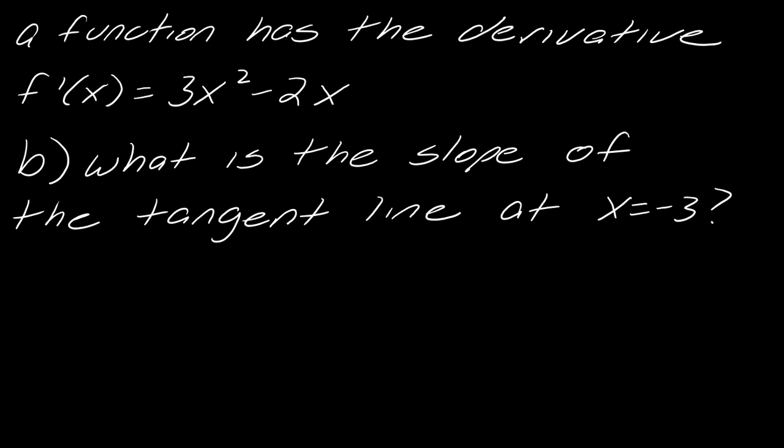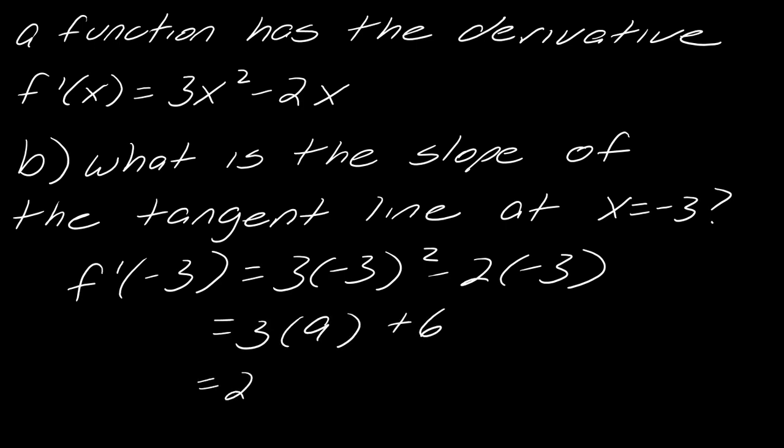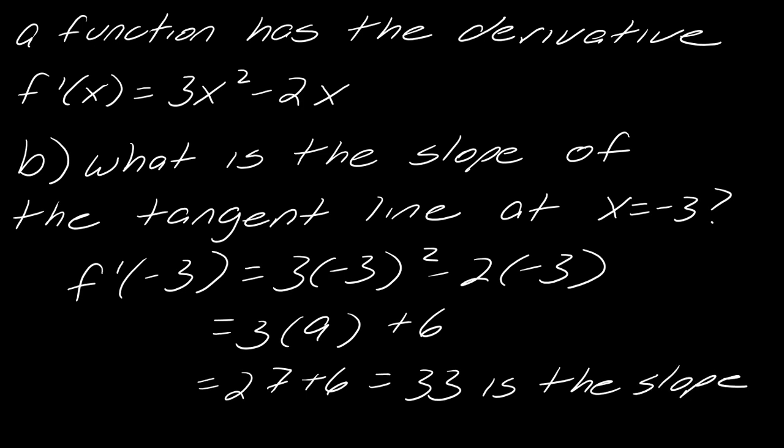Now, the next question is, what is the slope of the tangent line at x equals negative 3? Can we determine that? We absolutely can. All we have to do in this case is just plug in that negative 3. So this is f prime of negative 3. This is 3 times negative 3 squared minus 2 times negative 3. So this becomes 3 times 9 plus 6. So that's 27 plus 6. So the slope in this case will be 33. So at negative 3, the slope is 33.